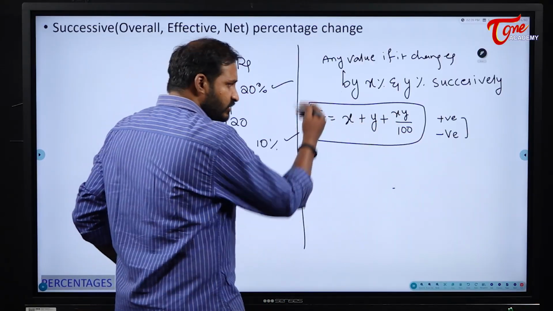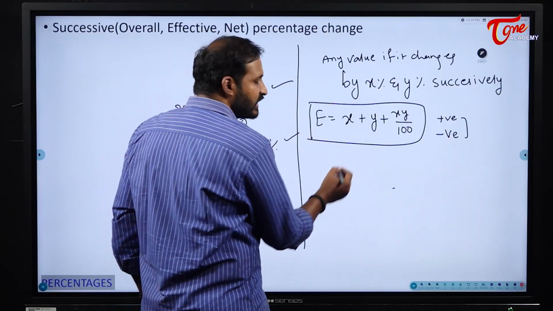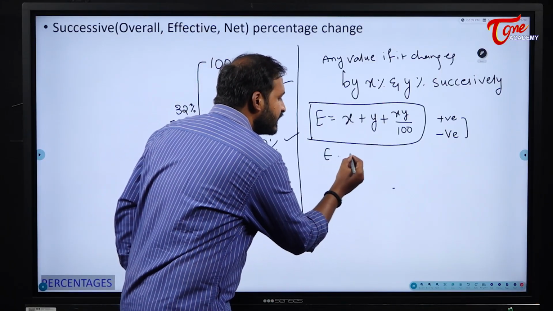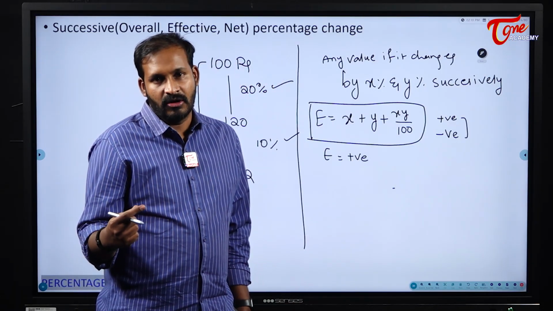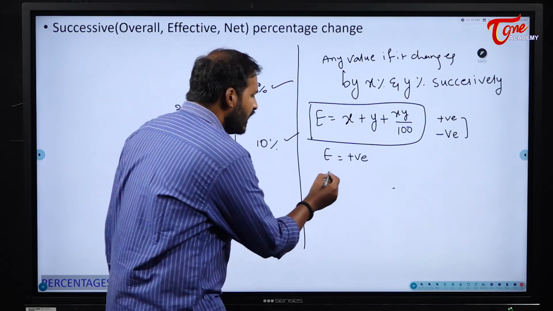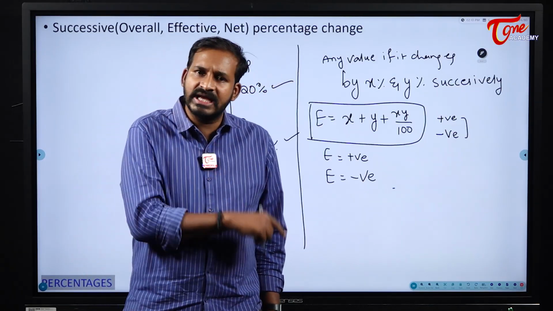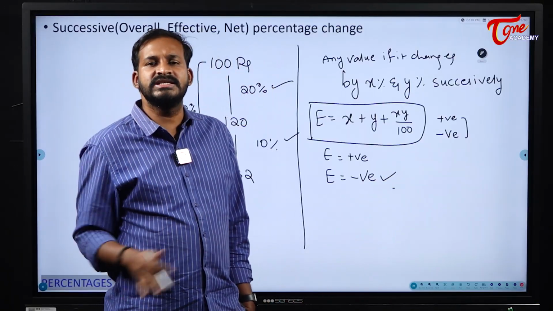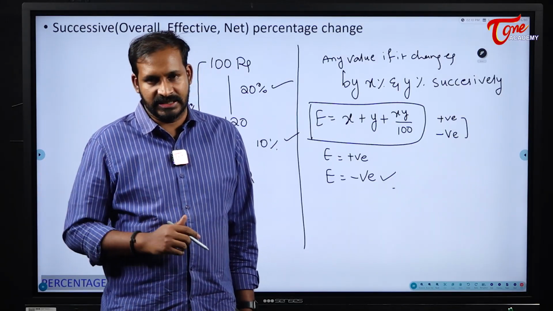Finally, after solving this, sometimes we will get the answer in two ways: a positive answer or a negative answer. If I get a positive value for the effective percentage, that indicates an increment, or in some cases, especially in profit and loss, we call that a profit. Similarly, if I get a negative value for the effective percentage, the overall change is a decrease. In the case of profit and loss, I will say that I incurred a loss.